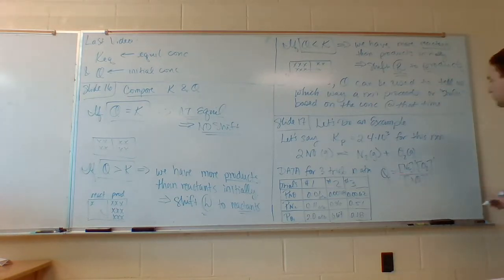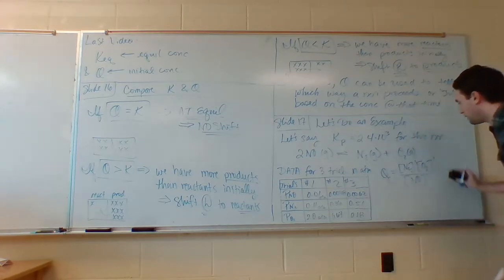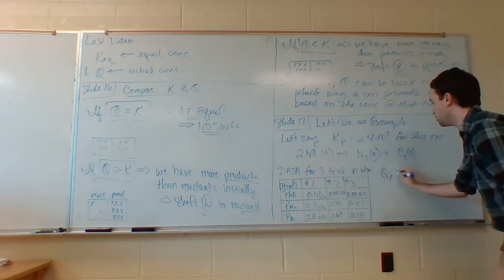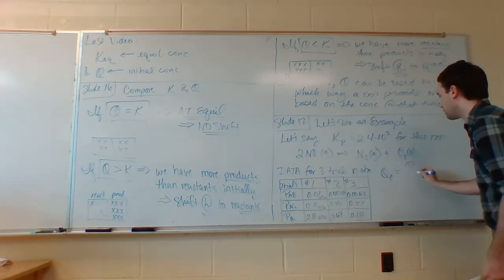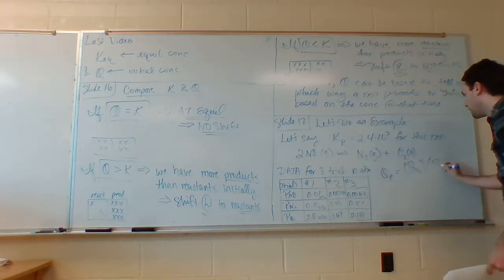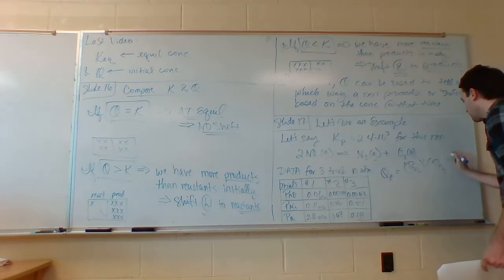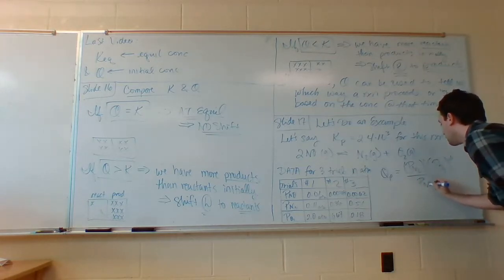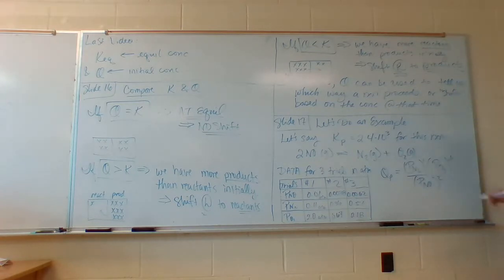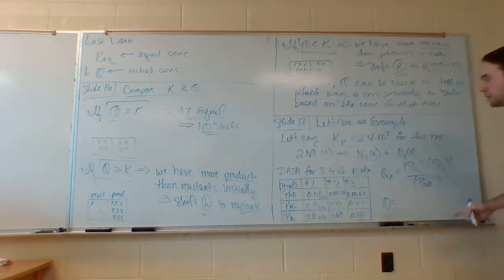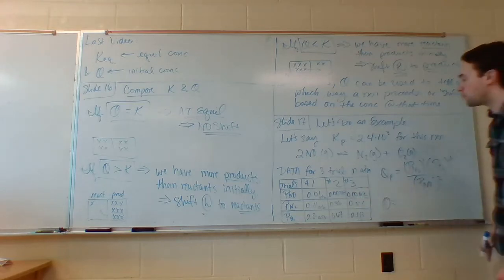Now, if we wanted to do it in terms of partial pressure, how would we do that? Well, it's the exact same. Q_p is equal to the partial pressure of our products, so P_N2 raised to the first, P_O2 raised to the first, all divided by P_NO raised to the second, because again, that's the stoichiometric coefficient. So I have this expression, and now I know that I can calculate Q by simply plugging in my partial pressures, just like before.